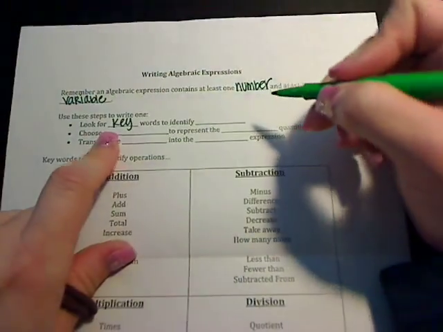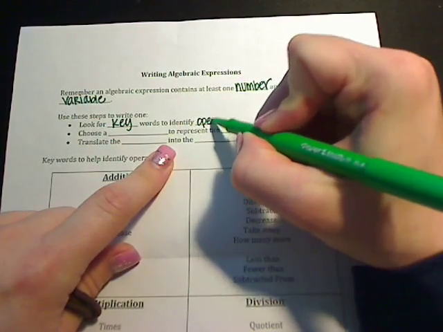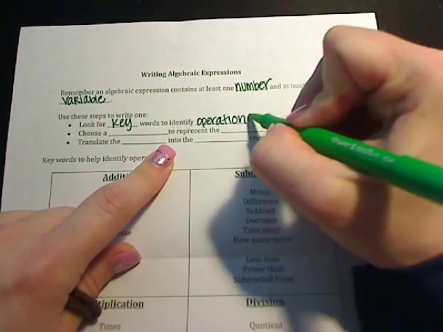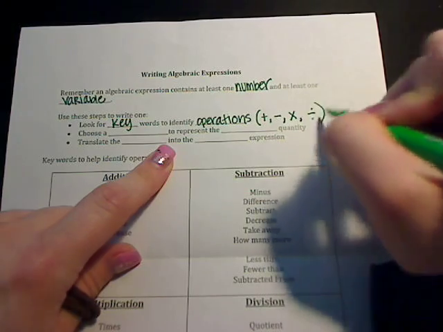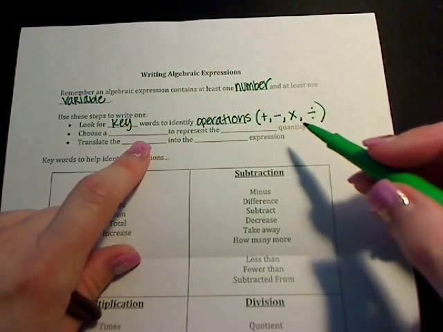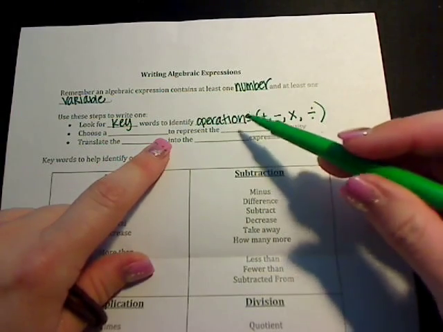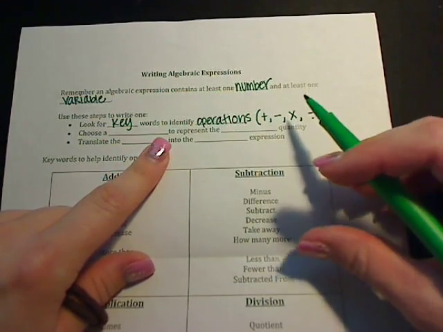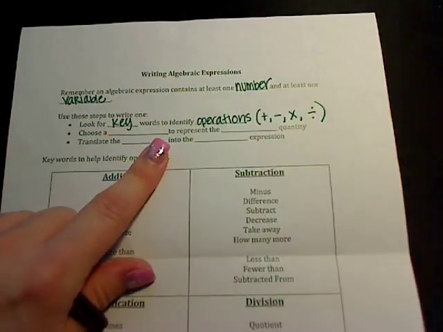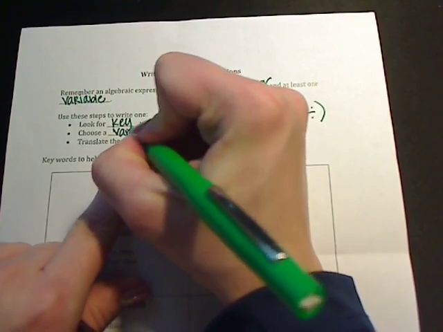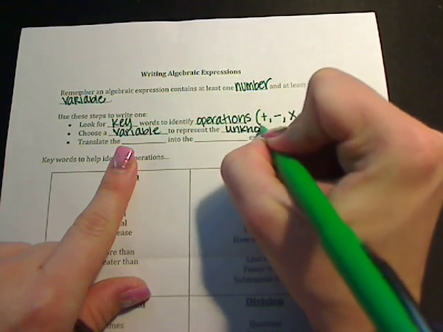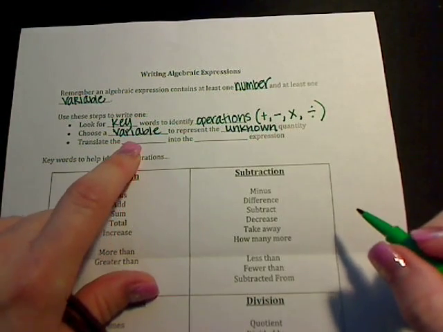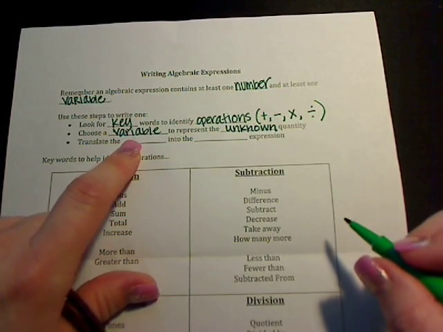Our first step is going to be look for key words to identify operations. Remember, operations are addition, subtraction, multiplication, and division. So those are our operations. So we're going to look for key words that would identify which operation we need to use when writing our expression. After we look for the key words, we're going to choose a variable to represent the unknown quantity. So we're going to assign a variable. All right, we're going to give a word a variable.